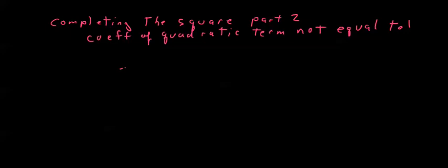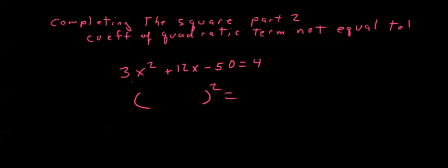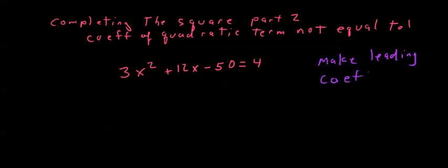So, if we look at 3x squared plus 12x minus 50 equals 4. Our leading coefficient here is not 1. It's not a perfect square. Remember, completing the square, we're going to have something that looks like this. This has to be a perfect square. The way we make it a perfect square, very simple. Make leading coefficient equal to 1.